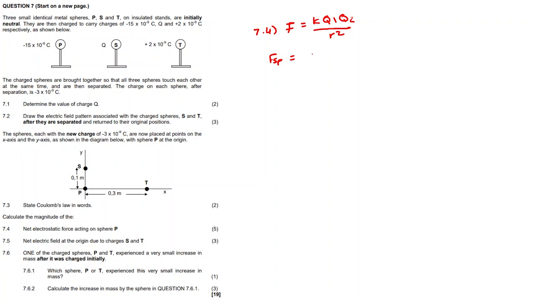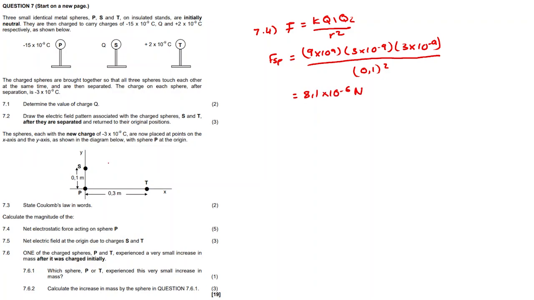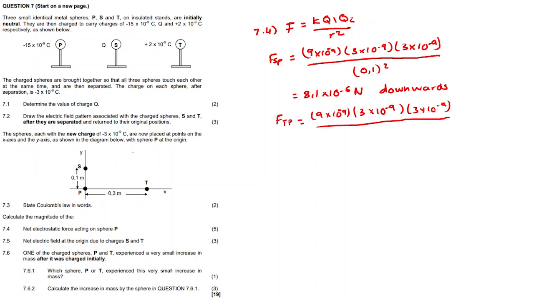So for FSP, we sub in our values, K being a constant that we know, and the distance between them being 0.1 meters. If we plug all of that into the calculator, we should get 8.1 times 10 to the power negative 6 newtons. And this is a force acting downwards. For FTP, we can do the same, and the distance between those is 0.3 meters. And if we plug all of this into the calculator, we should get 9 times 10 to the power negative 7 newtons to the left.